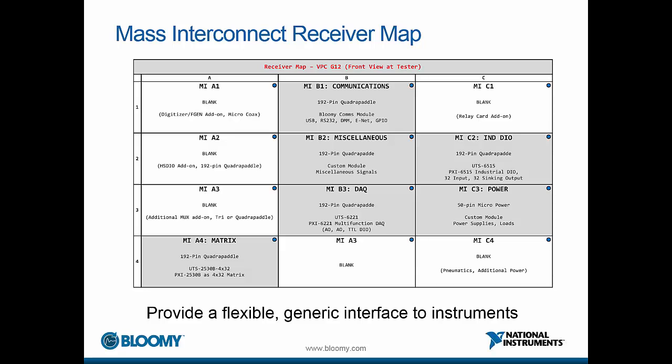The first step to documenting the mass interconnect is to lay out the receiver map. This identifies the location of each module. For the G12, columns are labeled with letters and rows are labeled with numbers. In the example here, you can see that we have a matrix in slot A4, communications in slot B1, a miscellaneous block, data acquisition, industrial digital I/O, and power. Unused slots are filled with blanking panels.